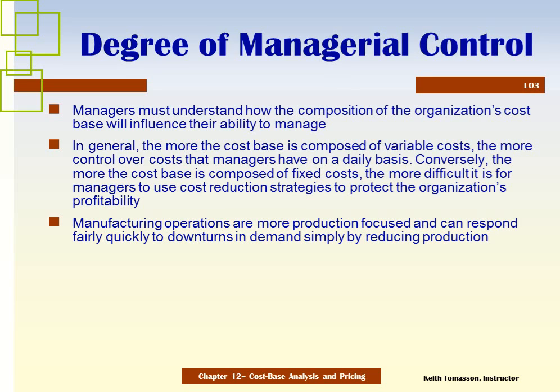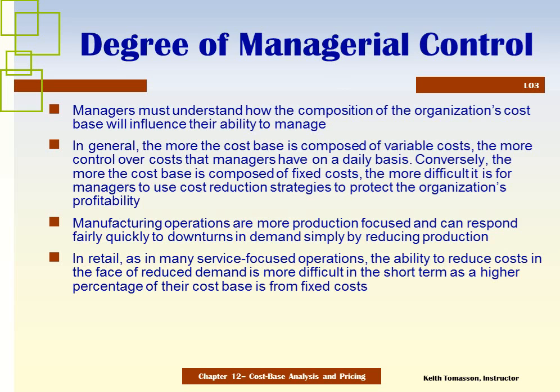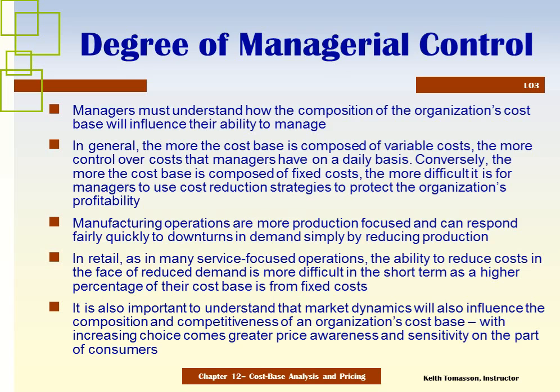As we say, manufacturing organizations are probably more production focused and can respond fairly quickly to downturns in demand by reducing production. But in retail organizations or many service focused organizations, the ability to reduce costs with a reduction in sales is more difficult in the short term, as a higher percentage of their cost base is from fixed costs. So in general, we have more control over variable costs, and management must have the flexibility to adjust the cost base to respond to changing market conditions.